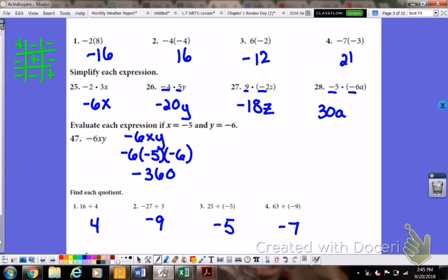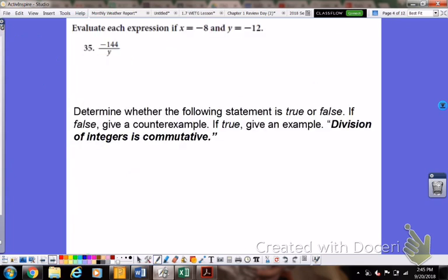All right, there's some practice working with our sign rules, working with evaluating, showing all of our steps again, and simplifying. A little bit of review from chapter 1 there. All right, last up, we have a couple of problems here. Another evaluating problem. Evaluate each expression if x equals negative 8 and y equals negative 12.